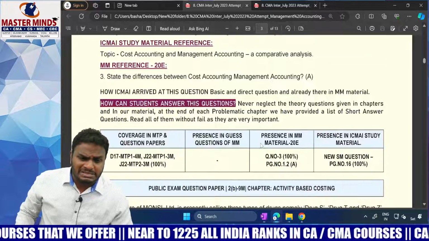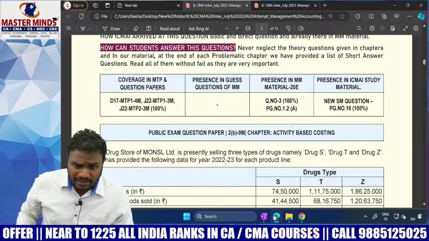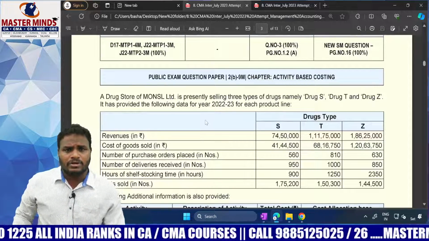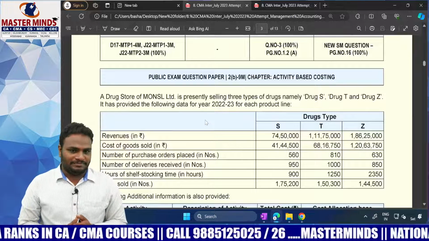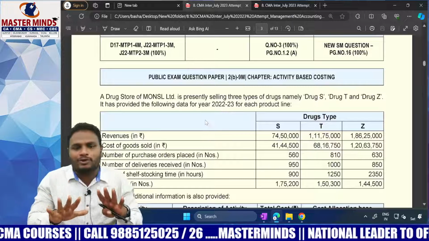One of the basic questions, 100% covered in the material. Now come to 2B, activity based costing. How many marks? 9 marks, which is a purely basic question.